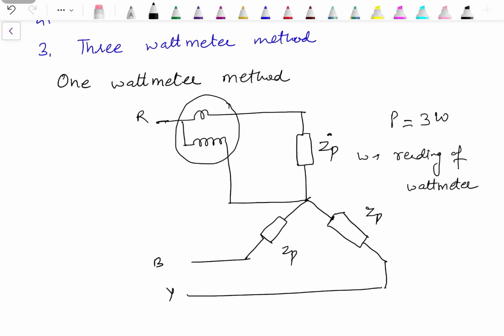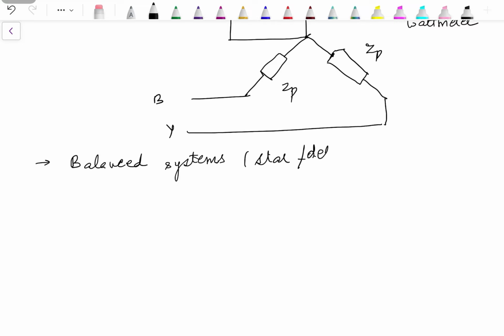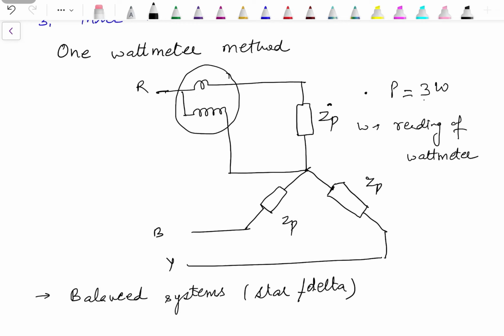Now for this method, we need the load to always be balanced. Balanced means the magnitude of Zp in all the three phases is the same, and their angles should also be the same. So this method has the limitation that it is applicable only to balanced systems. A balanced system can be star or delta; there is no limitation on this. Then we can measure the total power by multiplying the wattmeter reading by 3. The advantage is that since we are using only one wattmeter, it is economical.